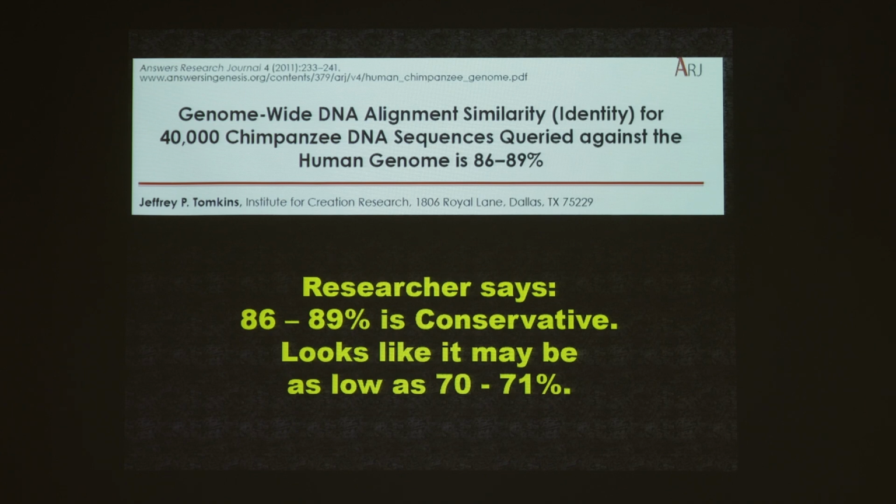Here we are, 40,000 chimpanzee DNA sequences against the human genome, 86 to 89%. It keeps going down as we continue to unpack the human genome, and it could be getting as low as 70% similarity. But just because your DNA is similar, does that mean that you came from that creature?